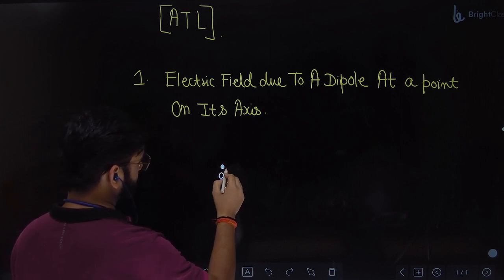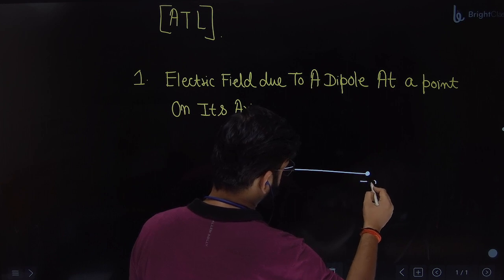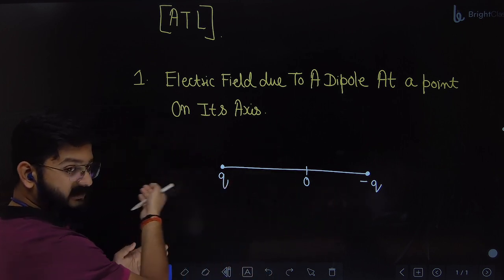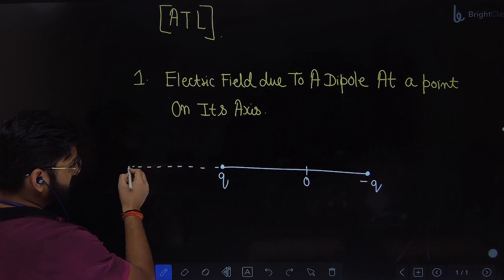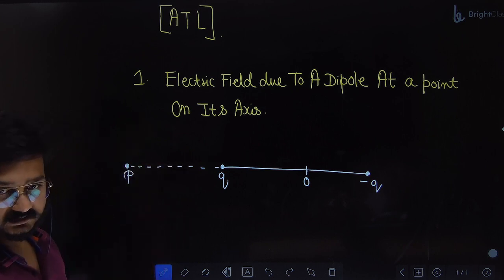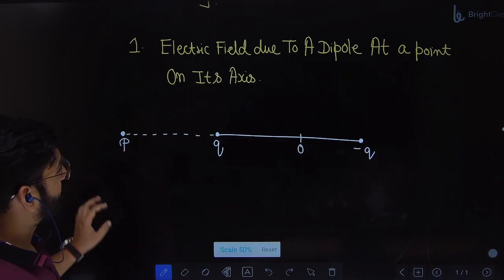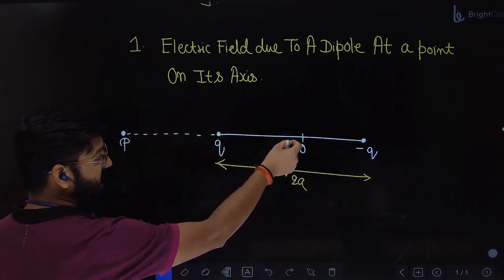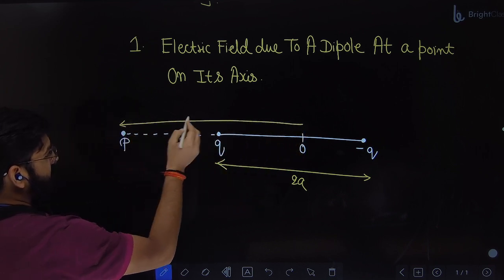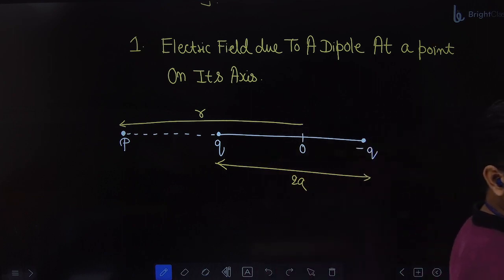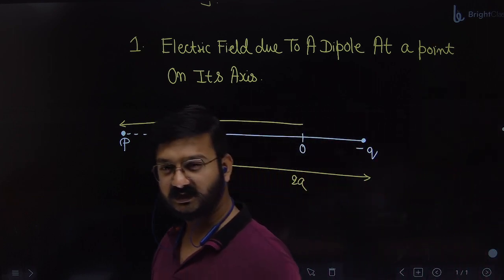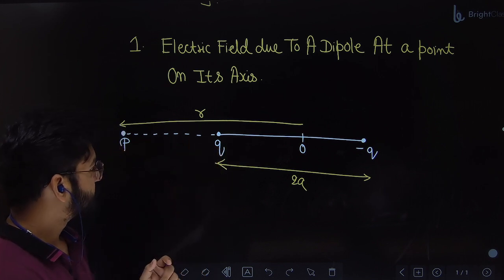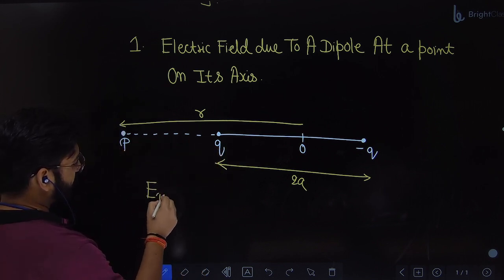So plus Q, minus Q, center of the dipole. So this is the axis of the dipole. I am extending the axis. So this distance is how much? 2a. From the center of the dipole to the point P, I'm taking the distance as r. Whenever you are measuring the distance from a dipole to any point, it should be measured from the center, r. I need to find what is the electric field at point P.